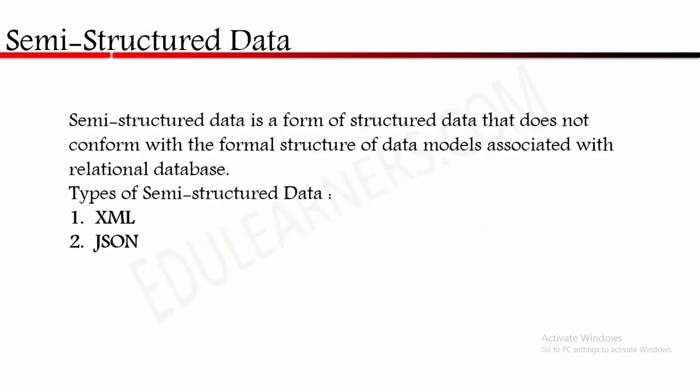Second is semi-structured data. Semi-structured data is a form of structured data that does not conform to the formal structure of data models associated with relational databases or other forms of data tables, as it contains tags or other markers to separate semantic elements and enforce hierarchies of records and fields within the data.